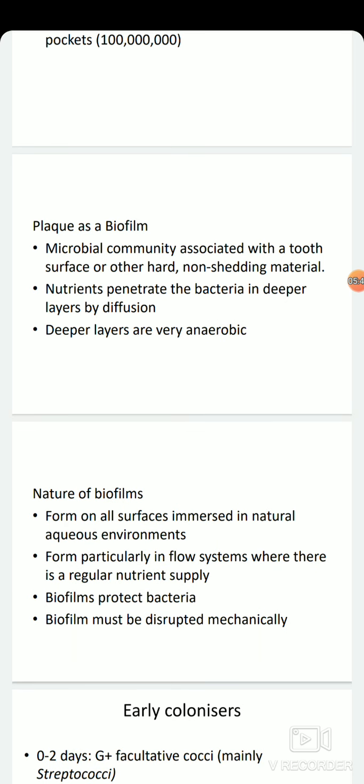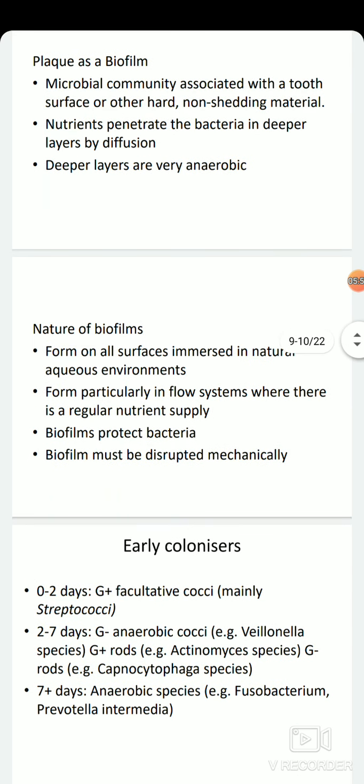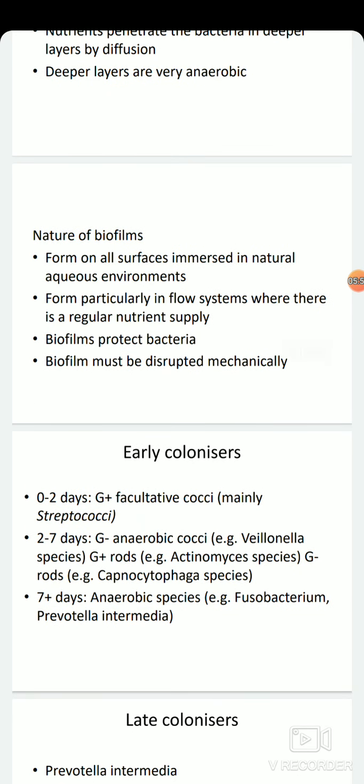And the nutrients penetrate the bacteria in deeper layers by diffusion, and deeper layers are very anaerobic. And regarding the nature of biofilms causing gingivitis, they form on all surfaces which are immersed in natural aqueous environments, and form particularly in flow systems where there is a regular nutrient supply. Biofilms protect bacteria, and biofilms must be disrupted mechanically to contain the disease.